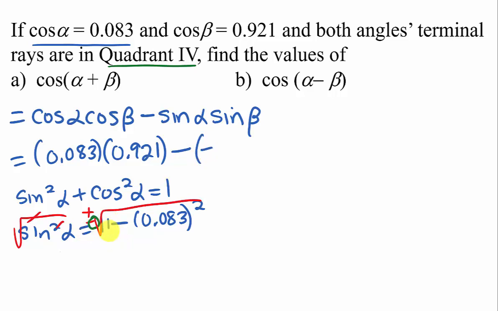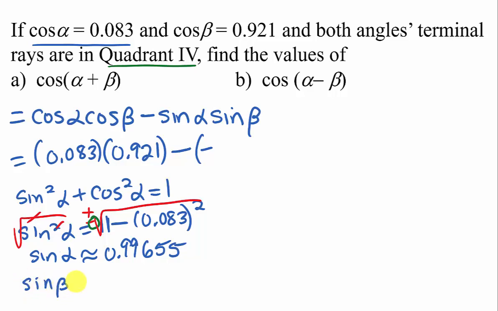Now what I need to do, that one kind of got covered up by the square root, but I need to put this in my calculator, then the square root of 1 minus 0.083 squared. And it looks like when I do that, sine alpha, I'm going to round it, I'm going to carry it to 5 places, is about 0.99655.